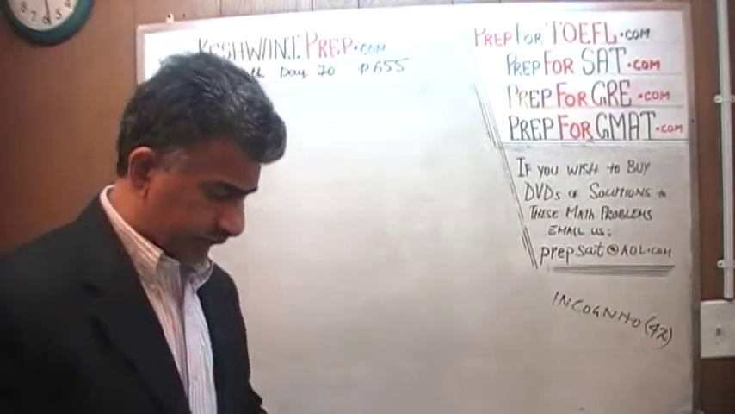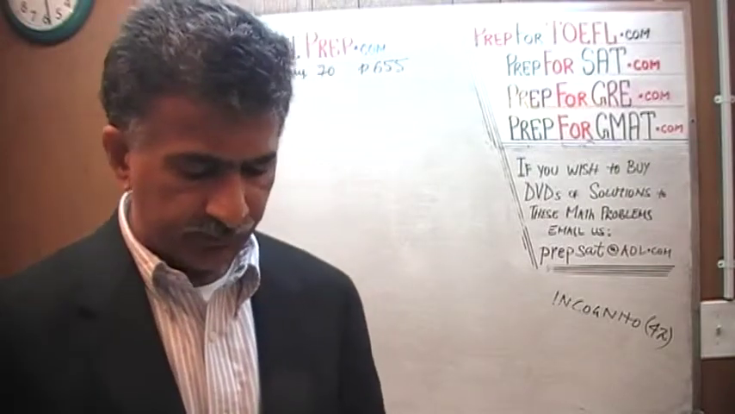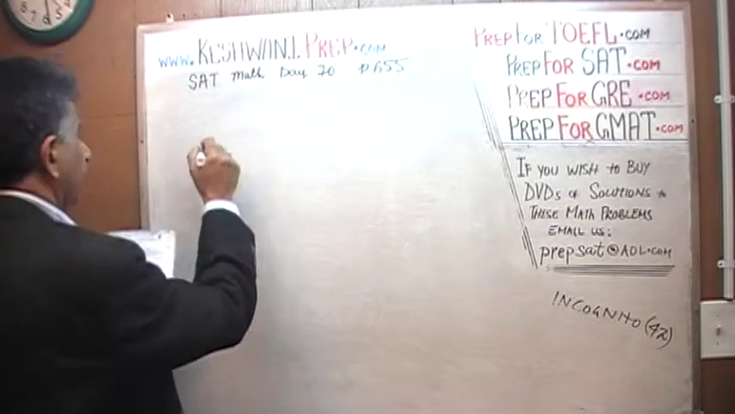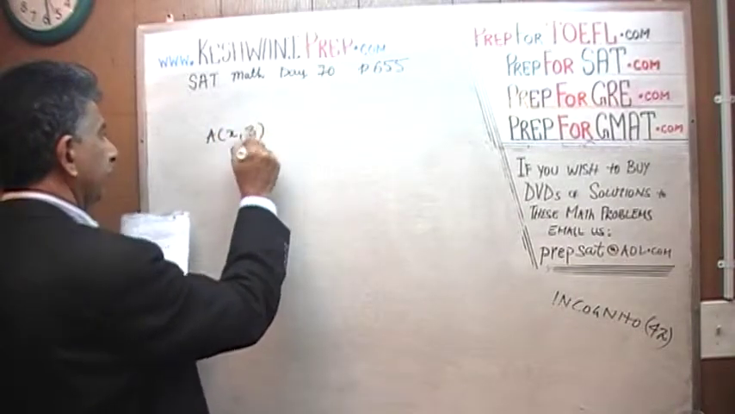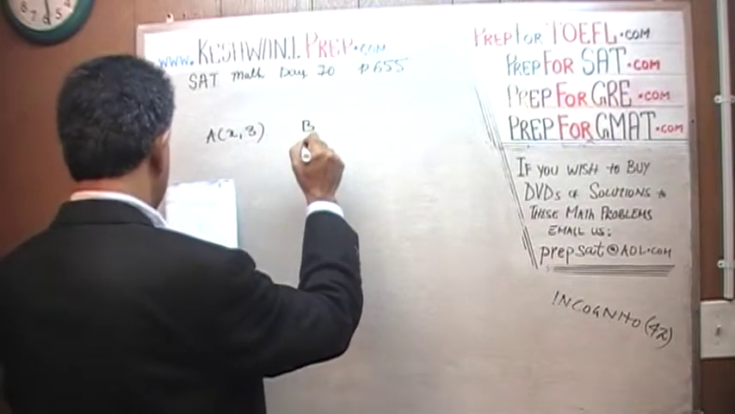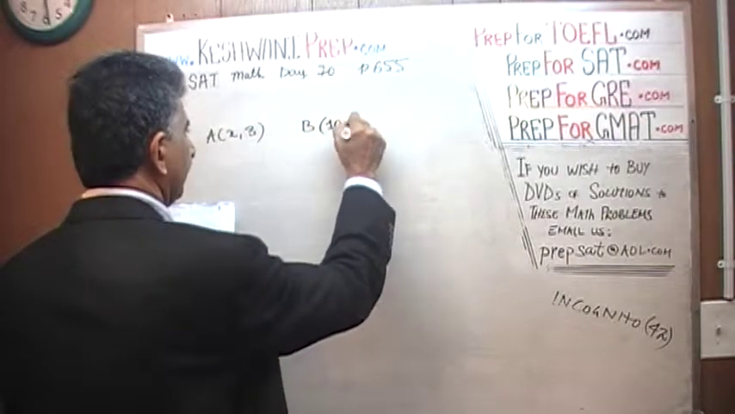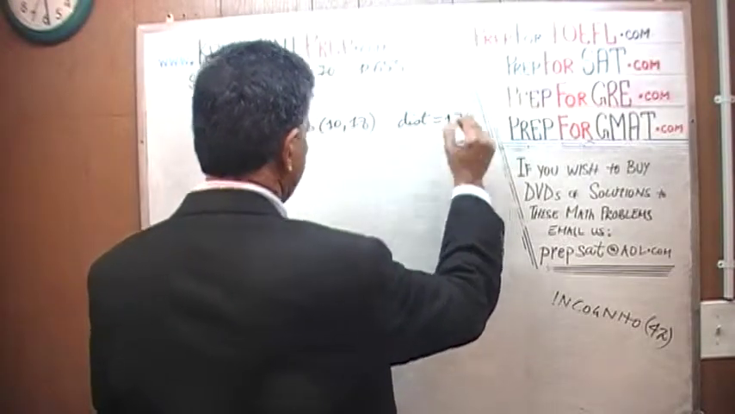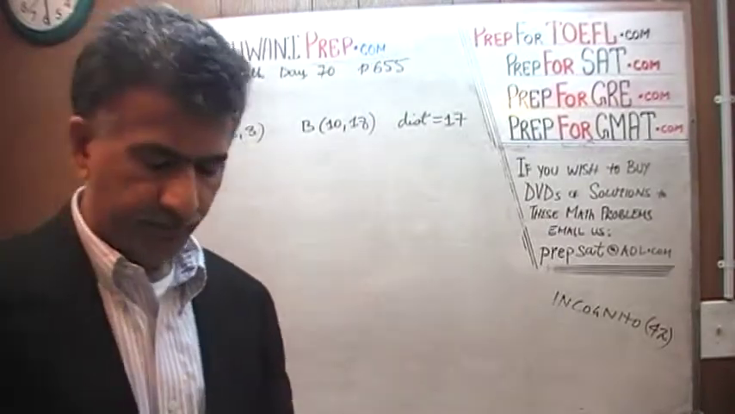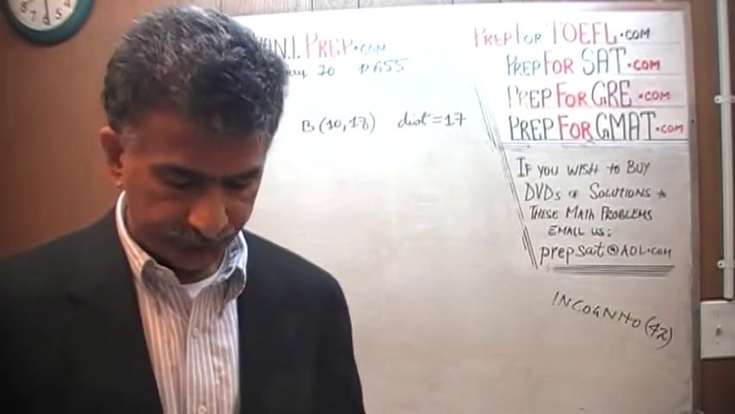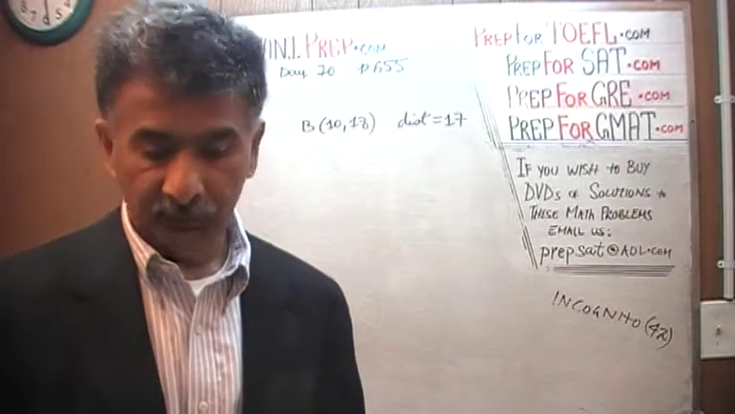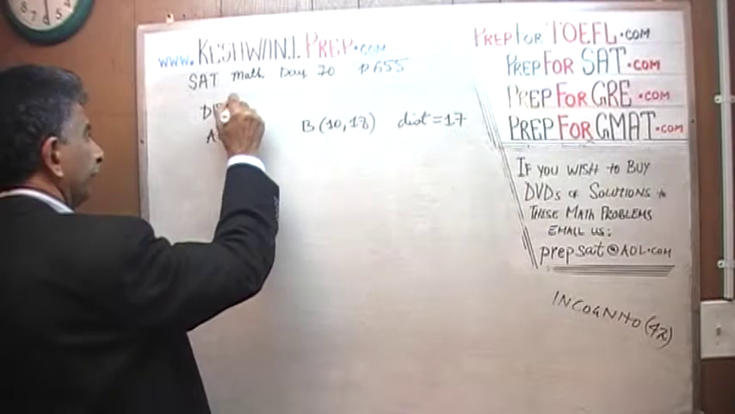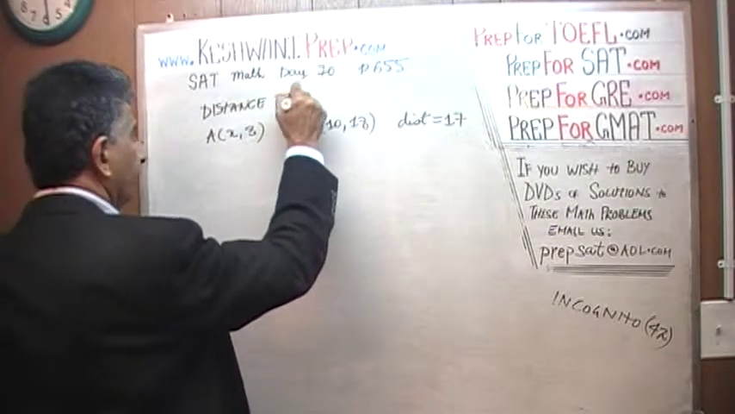Question number 18 says, in the xy coordinate plane, the distance between point A, which is given to us as x and 3, and point B, which is 10 and 18, is 17. That distance equals 17. The question simply is, what's the value of x? As we can clearly see, this problem deals with the notion of distance formula.